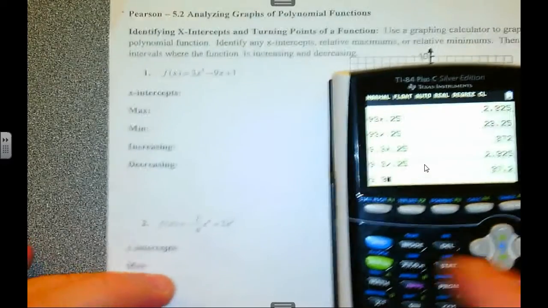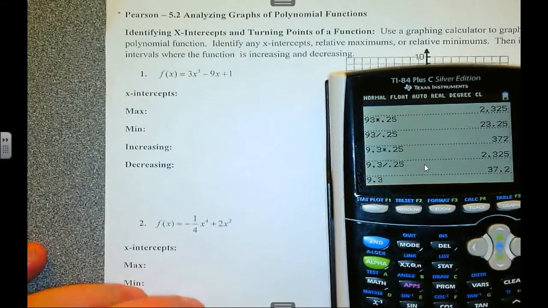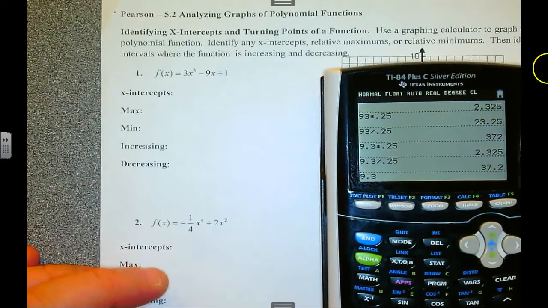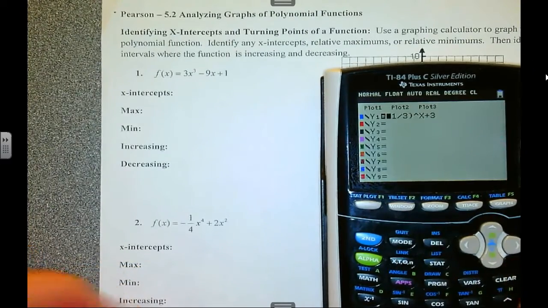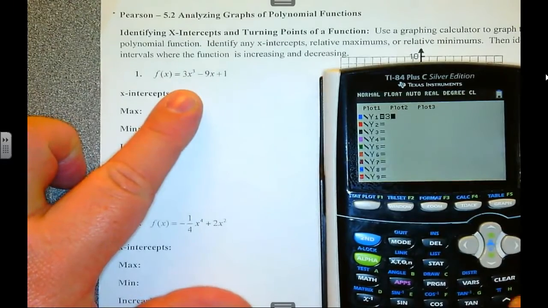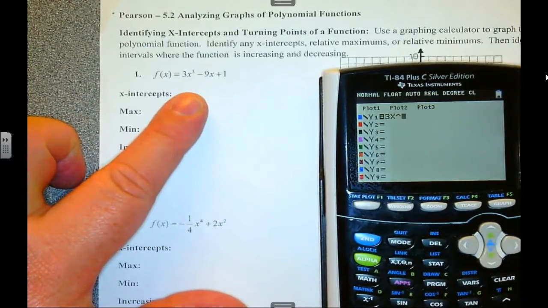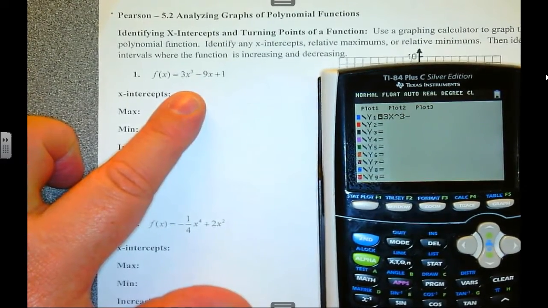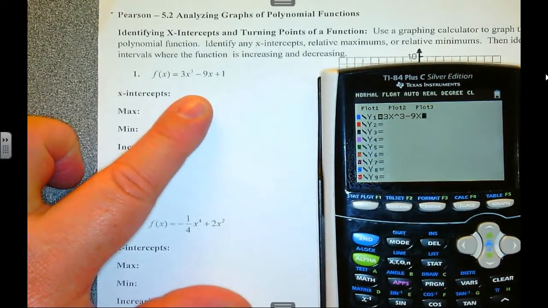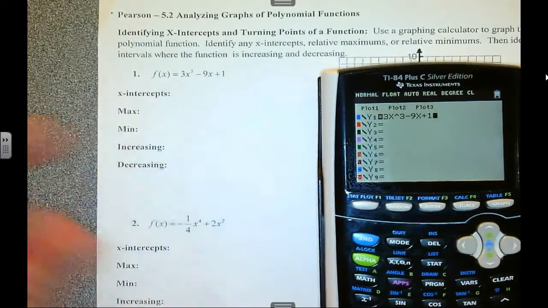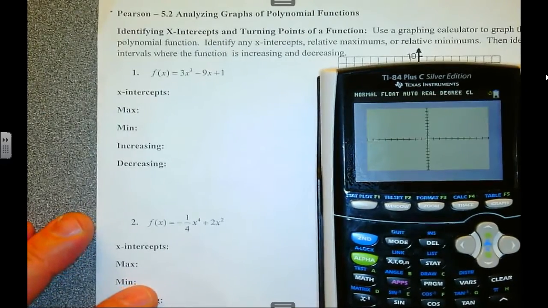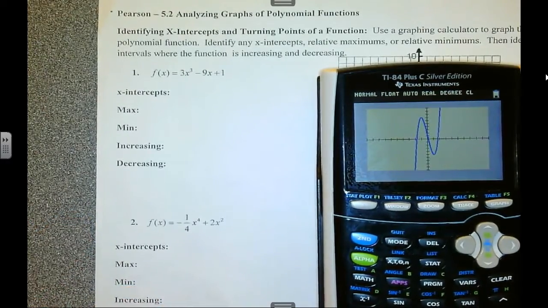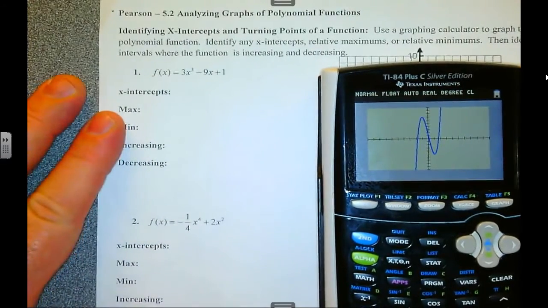All right. I think we're set. Put in your y equals 3x cubed minus 9x plus 1. Graph it. And the first thing I want to find is the x-intercepts.